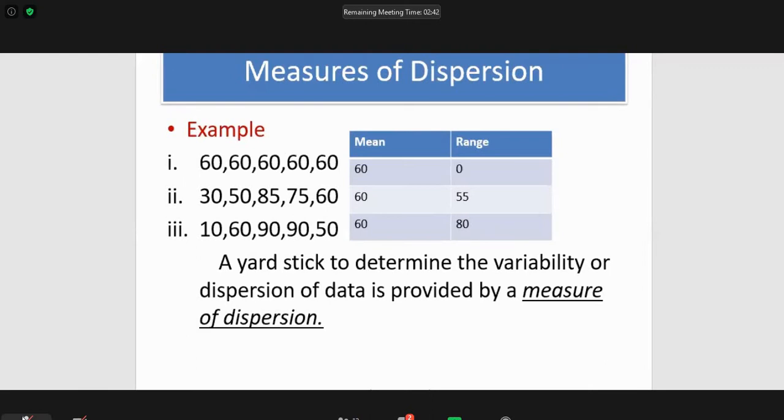You are having the same mean, so we want to look further. Then we try to study the variability, because we can't say on the basis of the mean that these three data sets are the same. We have to take into consideration the variability part.